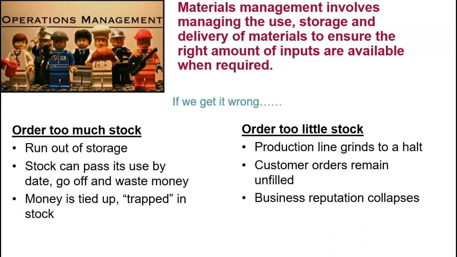And if we order too much, money's tied up, so our dollars are trapped in stock that we can't use in other areas of the business. On the other side, if we order too little stock, the production line grinds to a halt. If we don't have the raw materials to go into production, so we don't have all of our inputs, then we can't do the processes part of the operation management system. So the production grinds to a halt.